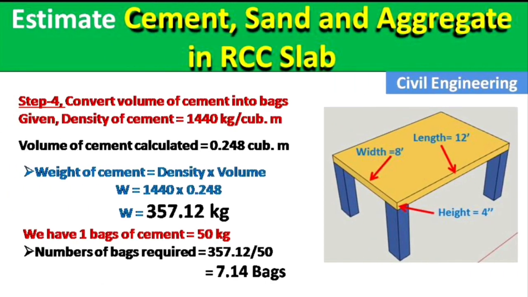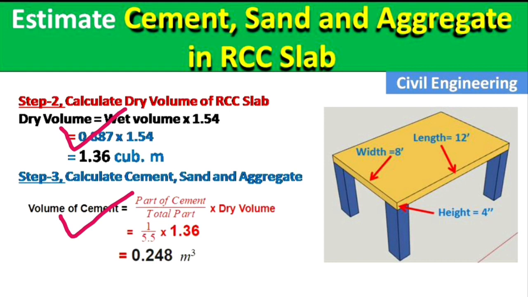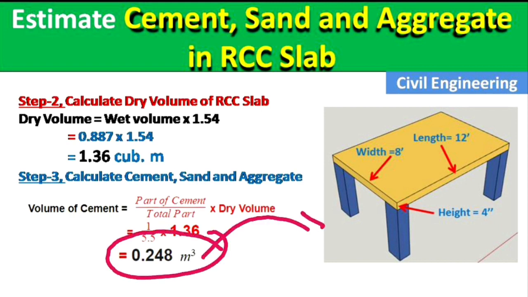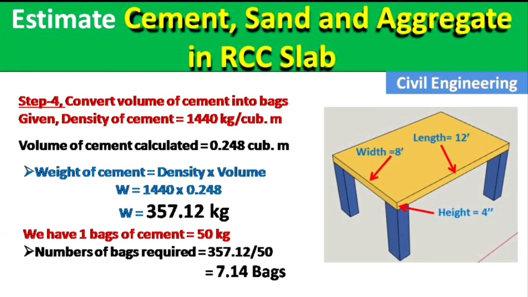Now let us move toward step number 4. Before step number 4 I would like to tell you something. We can take out the volume of aggregate, we can measure the volume of sand, but we cannot measure the volume of cement, because cement comes in bags. In the market, cement is available in number of bags, so we have to convert this volume into number of bags. So let us move to step number 4. We will convert volume of cement into bags in step number 4. This is the extra step, where I convert the volume of cement into number of bags.